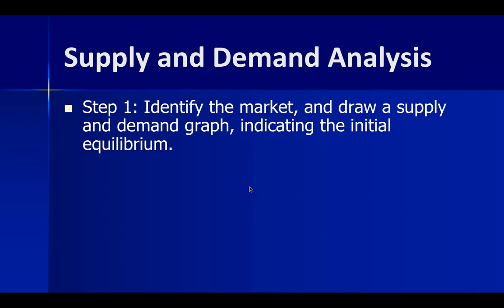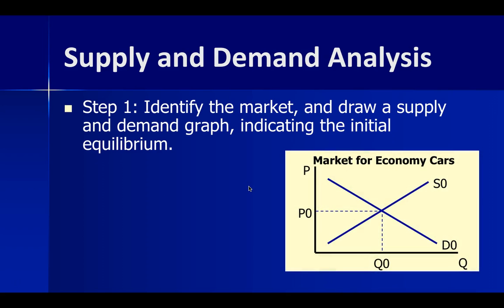The first thing we want to do is identify the market and draw our supply and demand graph. It's always a basic X. Supply is the upward sloped line, demand's the downward sloped line. We indicate the initial equilibrium price and quantity, and label what the good is that we're talking about so we all know what we're talking about. So here's the market for economy cars, for example.